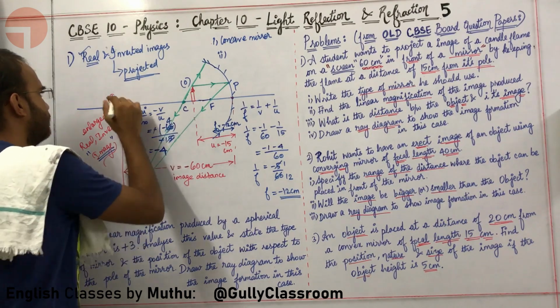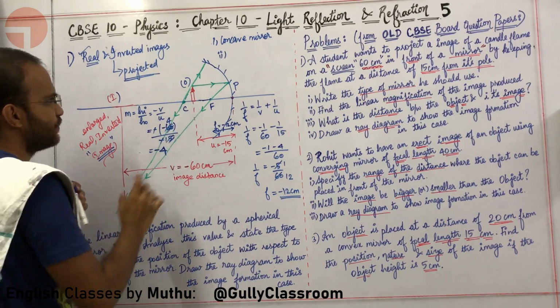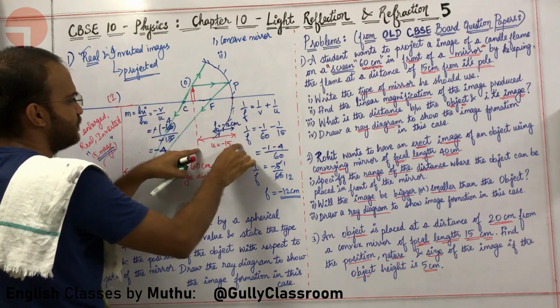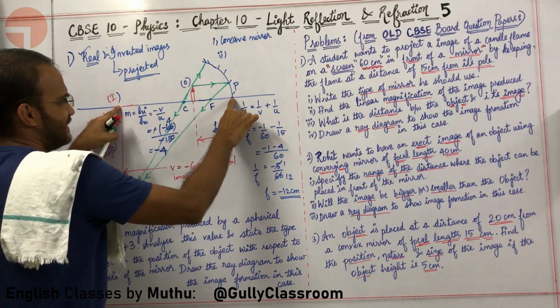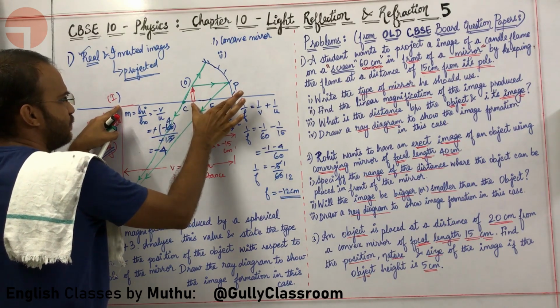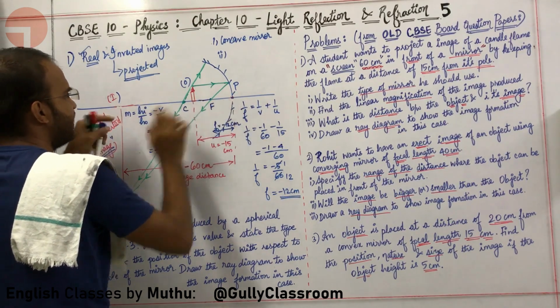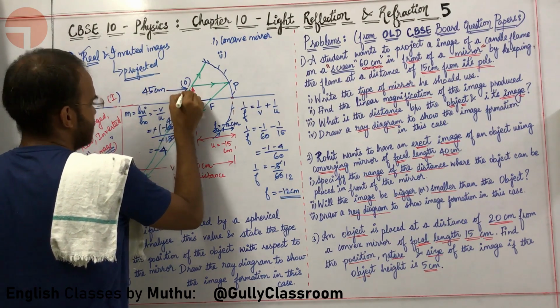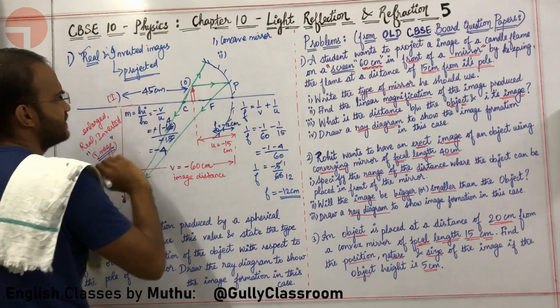Here I am having the image. What is the distance between them? Look, this entire distance is 60. This particular distance is 15. So 60 minus 15. This distance is simply 45 centimeters.